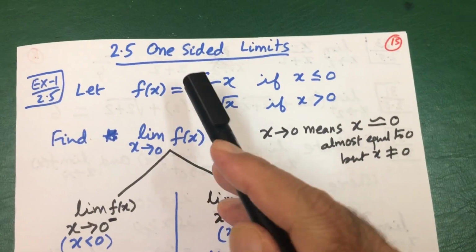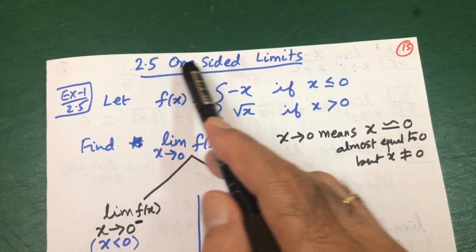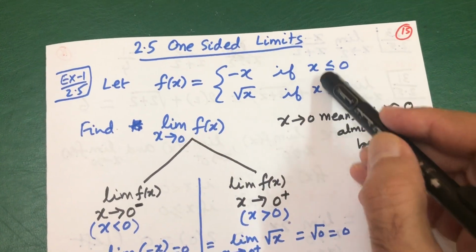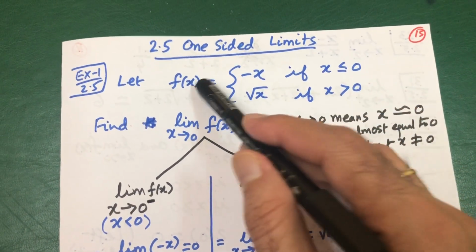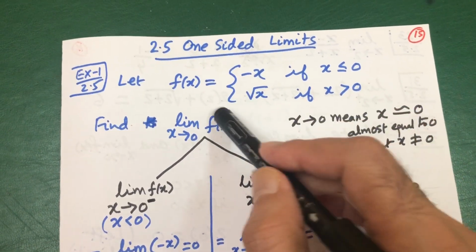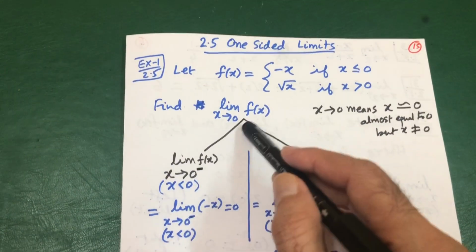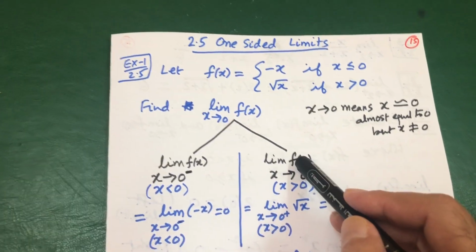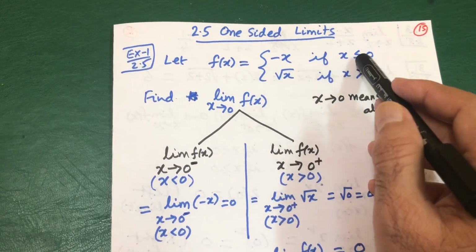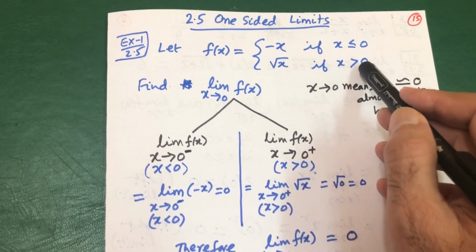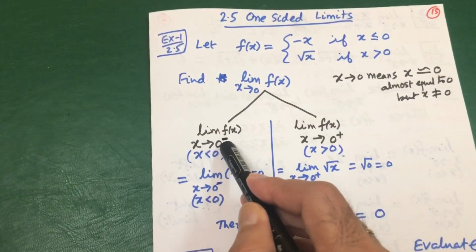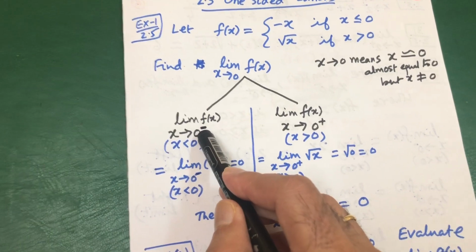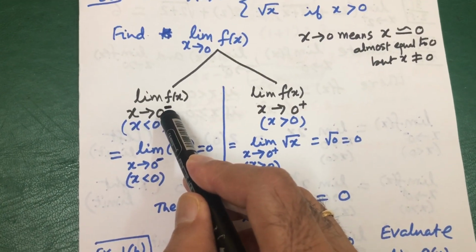So welcome back, friends. We are doing one-sided limits. What did we learn? Whenever you have a split function like this, to find the limit you have to calculate separately the left limit and the right limit. Left limit is before the 0, right limit is after the 0. So limit x tends to 0 minus means before the 0, x is almost equal to 0 but not equal to 0 and to the left of it.